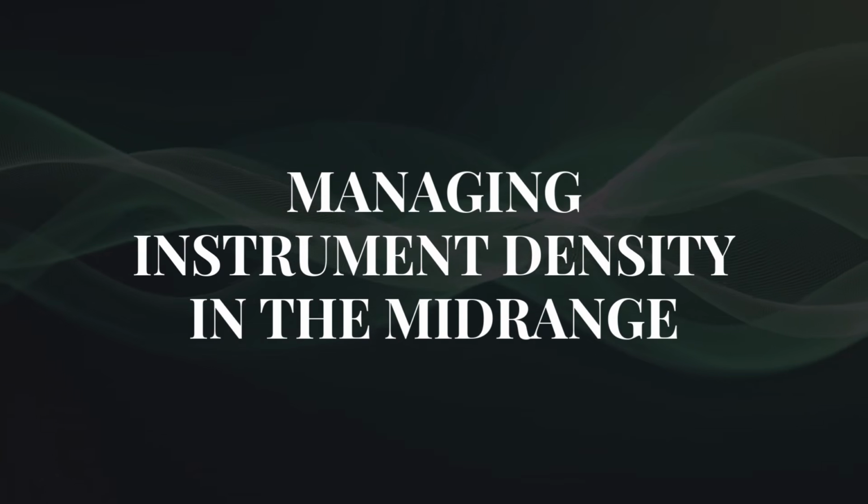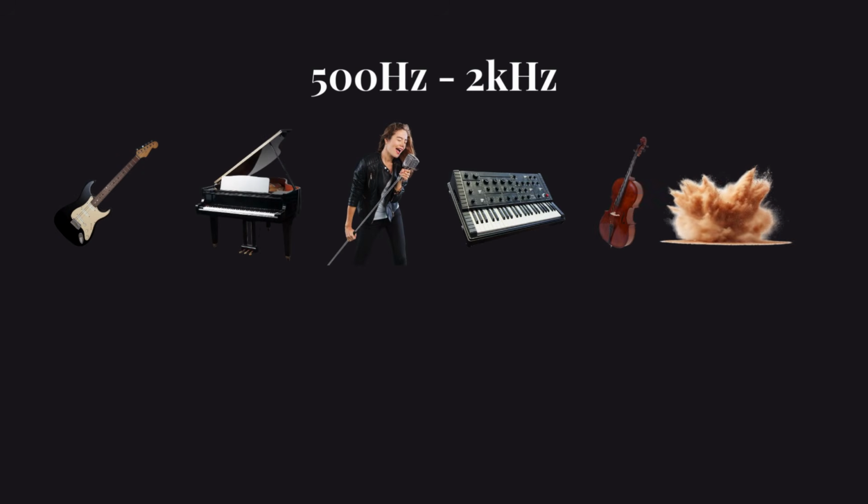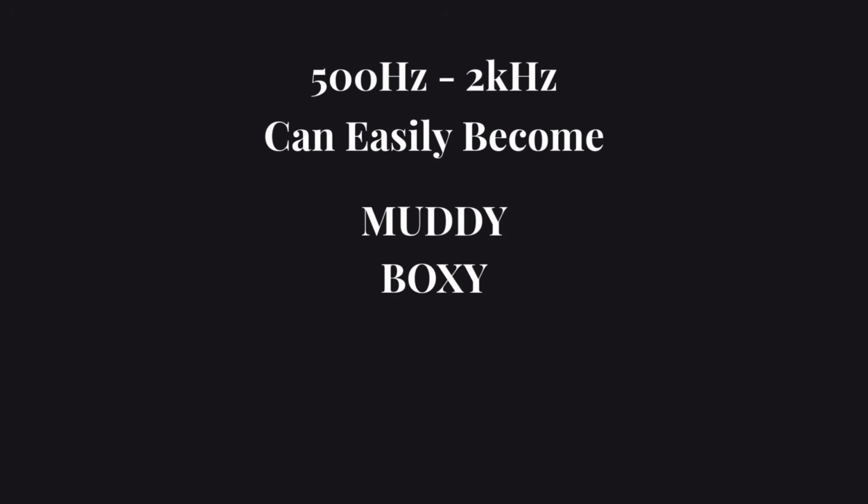Managing instrument density in the mid-range. The mid-range, especially 500 Hz to 2K, is where almost every musical element competes for attention. Guitars, pianos, vocals, synths, strings, FX, percussion, they all live here. Because of that, this is the range that most easily becomes muddy, boxy, or unfocused.